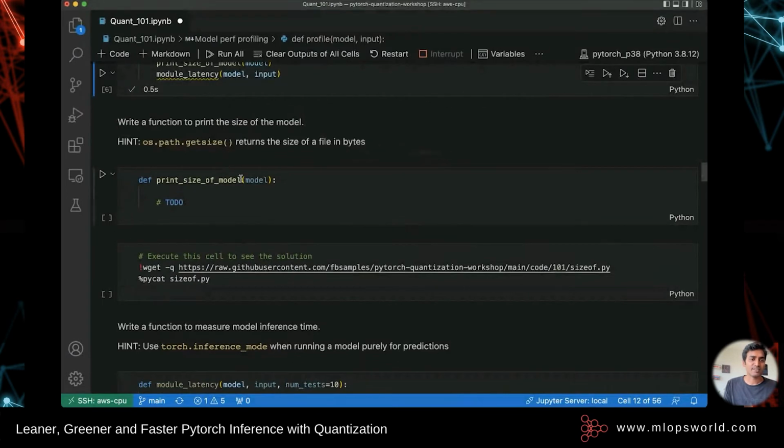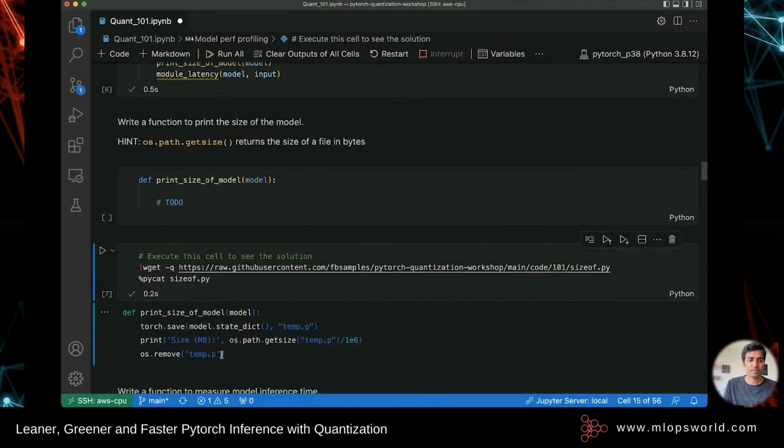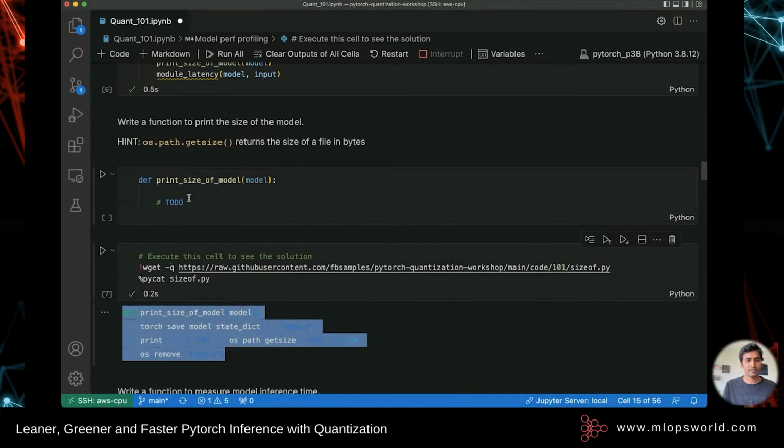One quick hint is you can use os.path.getsize. Generally what you want to do is take the model, save it to a temp file on disk, run os.path.getsize, and then return that value. It's really simple, nothing too fancy. I'm not going to spend time writing it, so I have this here, but feel free to implement it yourself. And if you have trouble doing that, you can simply run this to get the solution. So I'm going to paste this in.